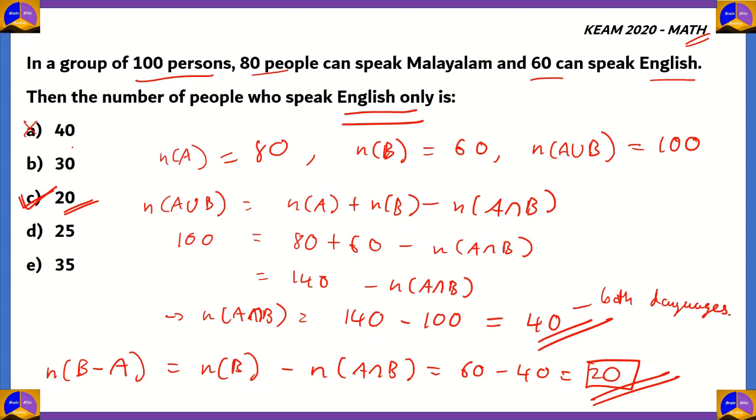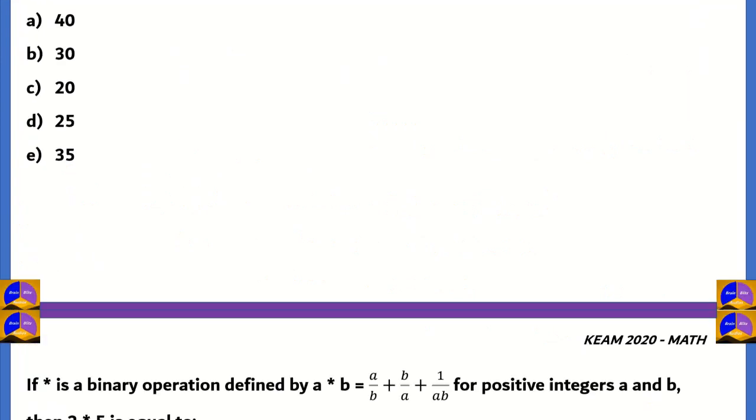Option A is incorrect because that refers to the total number of people who speak both languages. 30 is incorrect because when we subtracted 40 from 60, we got 20. So options D and E are also incorrect because that results in incorrect subtraction. So therefore, option C, 20, is the correct option.